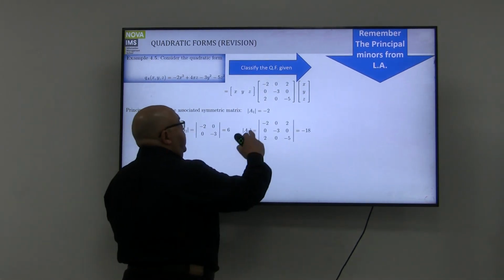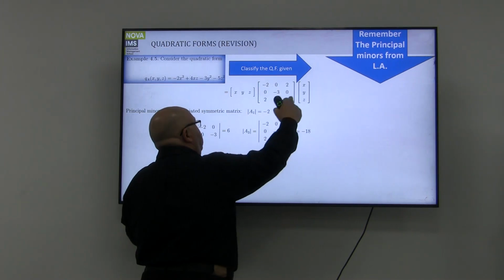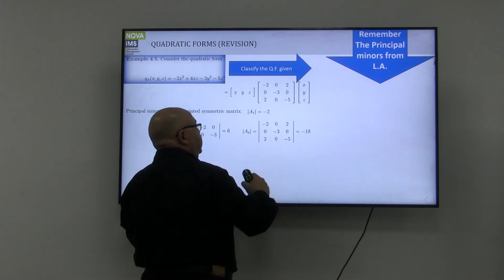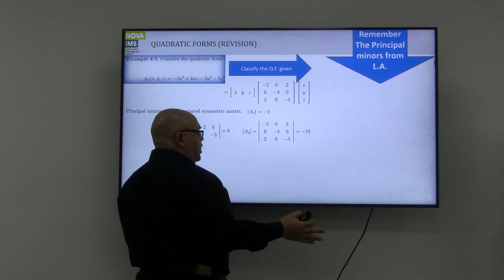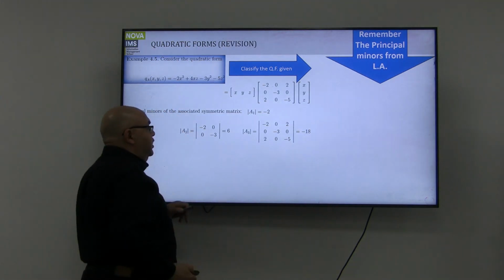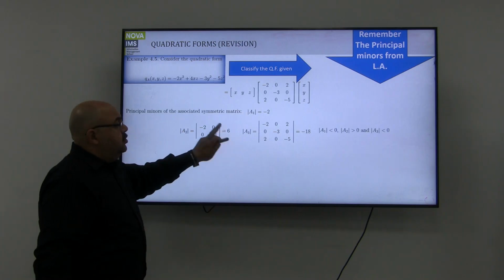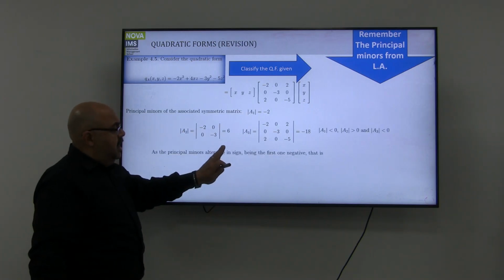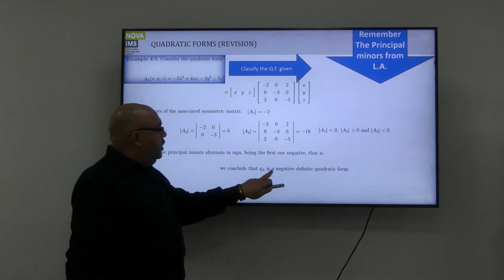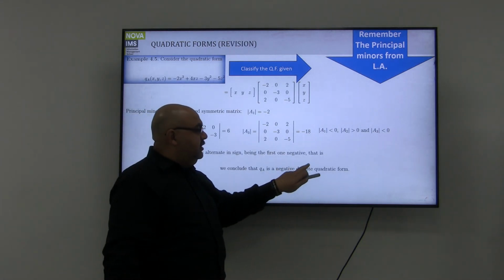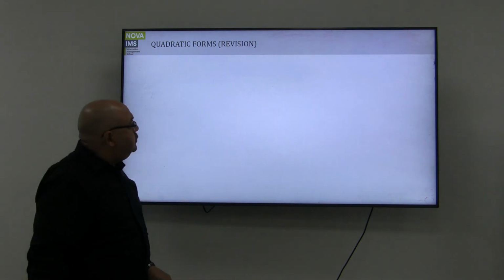And that's for A3, the evaluation of the whole determinant, which is negative 18. The first and third, which are the odd ones, are less than 0. The even order is greater than 0. So the rule is already applied, as I told you. And in this case, we are talking about a negative definite quadratic form.